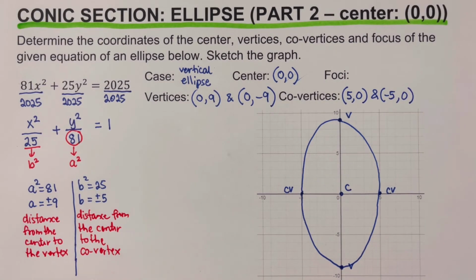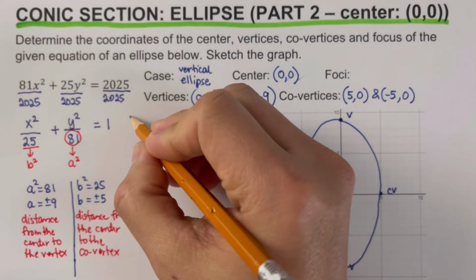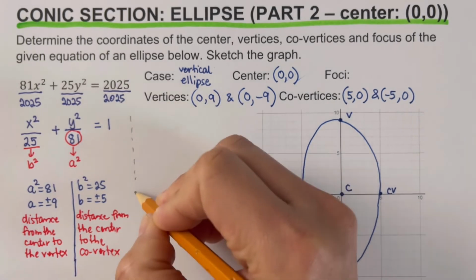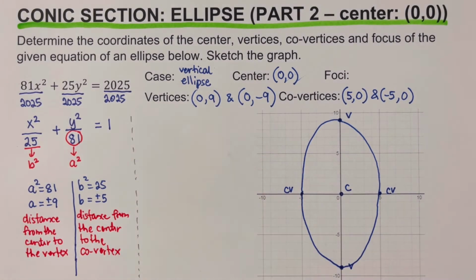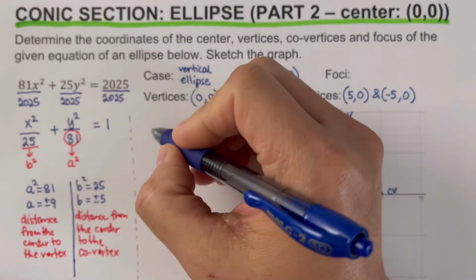Okay, to determine the location of the two foci, we are supposed to solve for C, because remember, the distance from the center to the focus is represented as C. So I'm going to show the work down here.